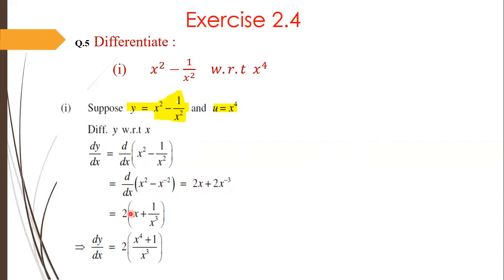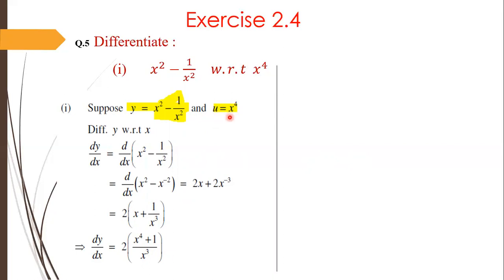Taking 2 common, we will get x plus x raised to power minus 1 by 3, that can be written as 1 over x cube. Taking x cube LCM, we will get 2x raised to power 4 plus 1 over x cube is the answer of dy by dx.